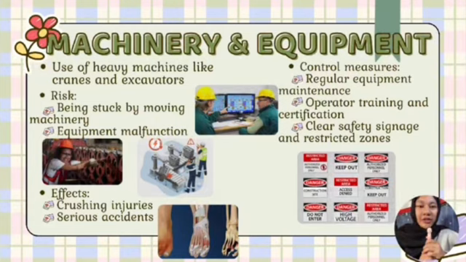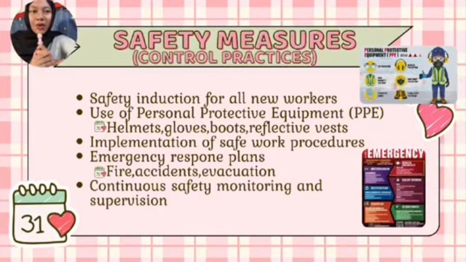To prevent these tragedies, we must strictly enforce three core control measures. First, regular equipment maintenance is mandatory to ensure all machinery is working perfectly. Second, we require rigorous operator training and certification so that only qualified personnel are behind the controls. And finally, we must always set up clear safety signage and restrict zones to keep ground workers at a safe distance from active machinery.